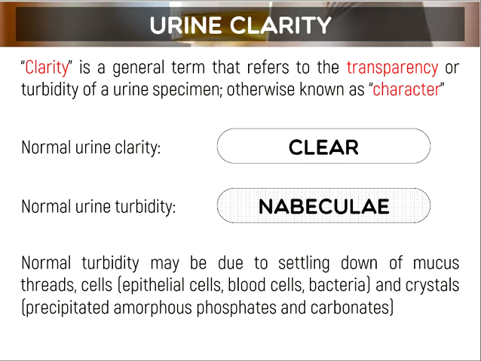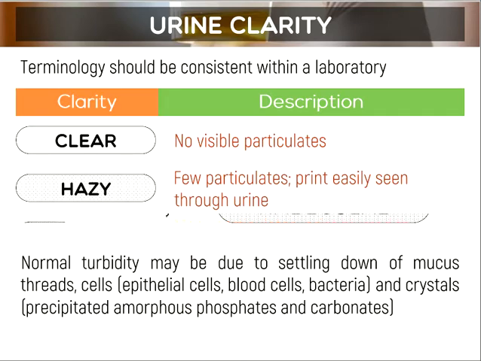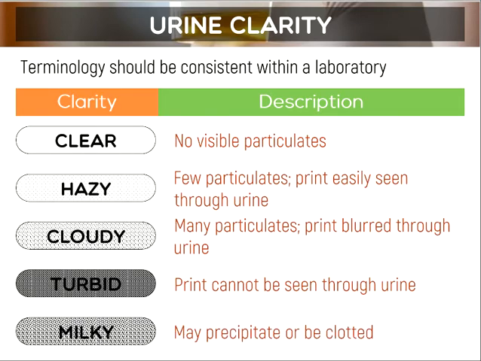These are the common terminologies used within a laboratory. We have clear, no visible particulates. Hazy, few particulates; print is easily seen through urine. Cloudy, many particulates; print is blurred through urine. Turbid, print cannot be seen through urine. And milky, which may have precipitate or be clotted.